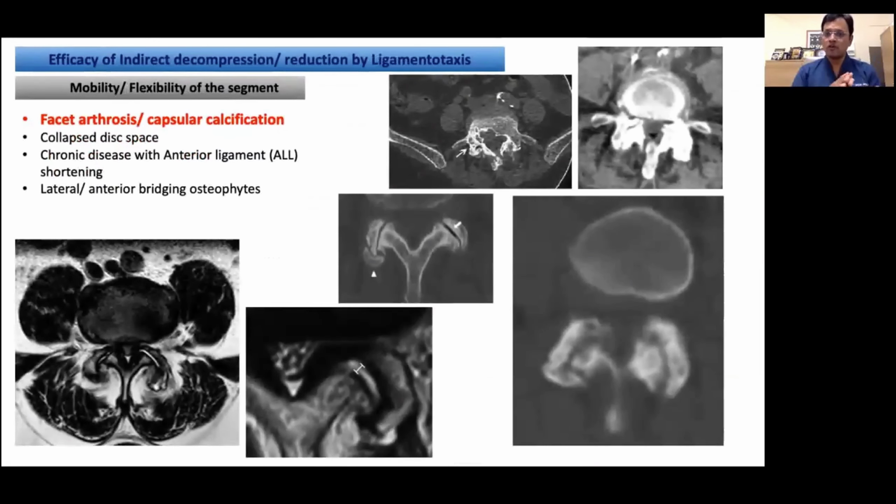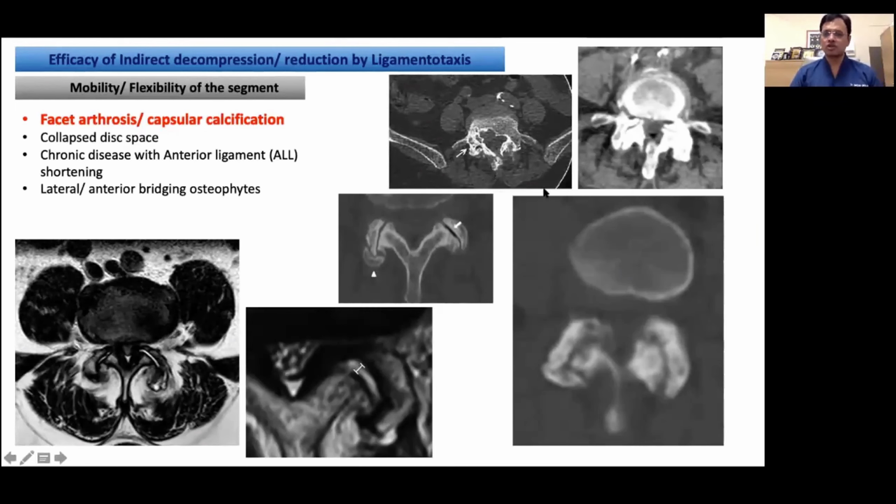And so, as you know, OLIF acts by the principle of interbody distraction and ligamentotaxis. And if we are not able to distract the interbody, or if the ligaments are not lax or flexible enough to achieve this kind of ligamentotaxis, then the whole idea of indirect decompression, and hence resolving the underlying pathology, is not serving its purpose. So we need to consider factors which are going to limit or restrict the amount of interbody distraction that we can achieve as far as an OLIF is concerned. And there are several of these factors.